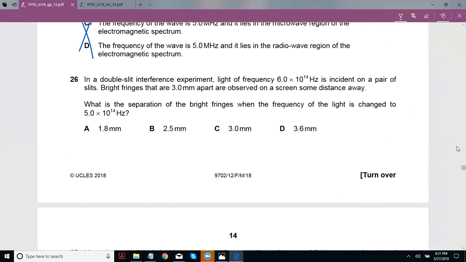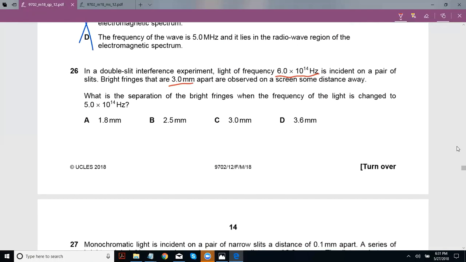In a double-slit interference experiment, light of frequency this much is incident on a pair of slits. Bright fringes are 3 millimeters apart, observed on a screen some distance away. What is the separation of bright fringes when the frequency of light is changed to 5? So basically, it's decreased. Now, what was the formula for this? It's double slit. Lambda d over a.